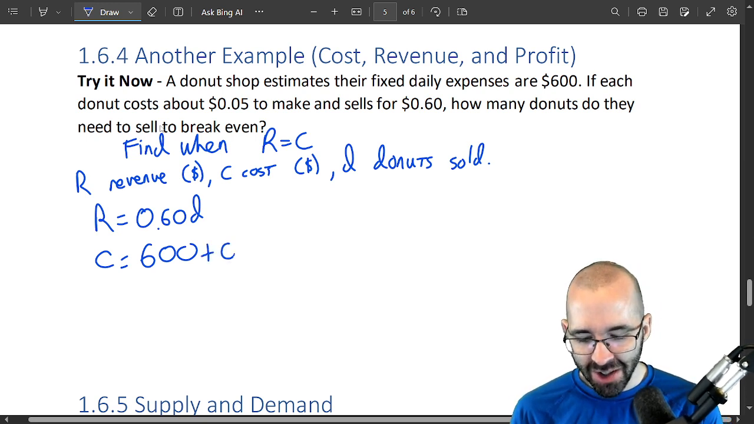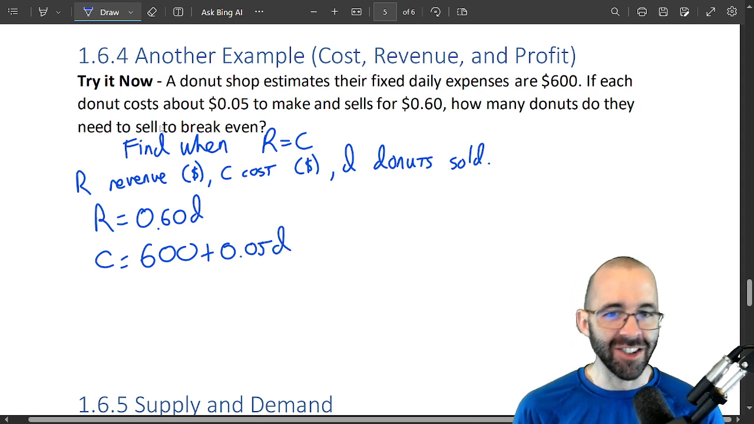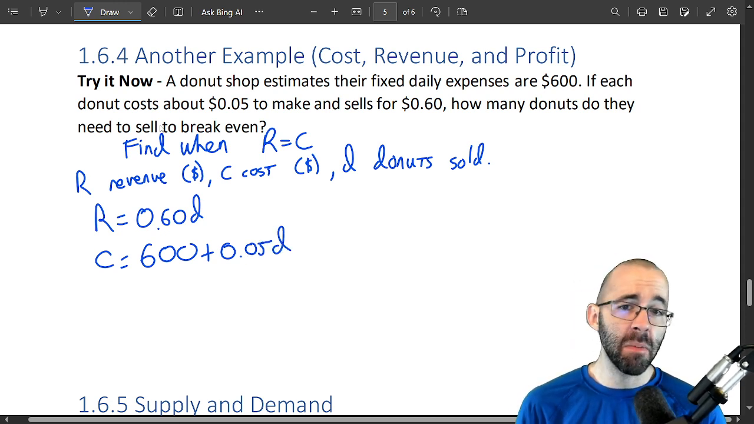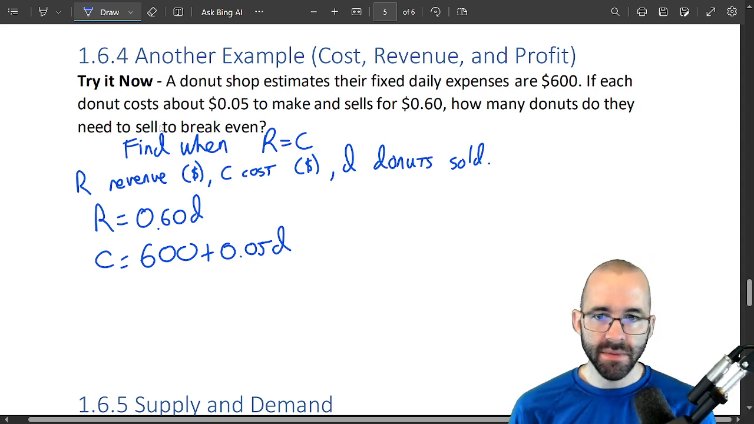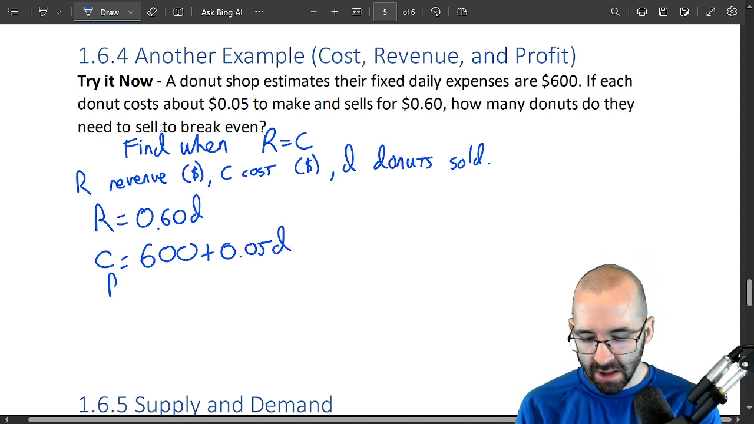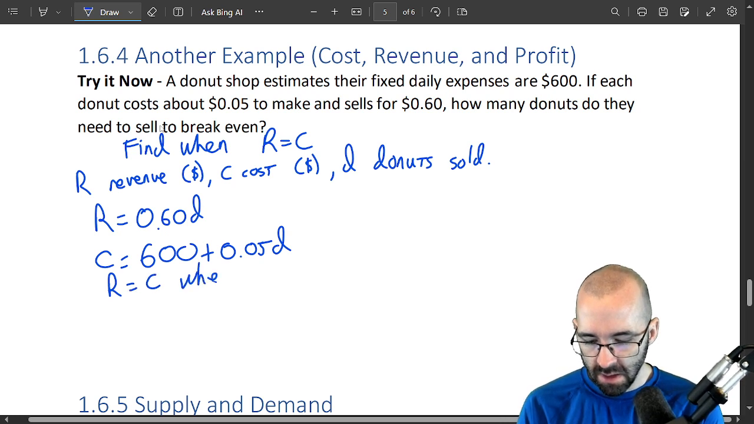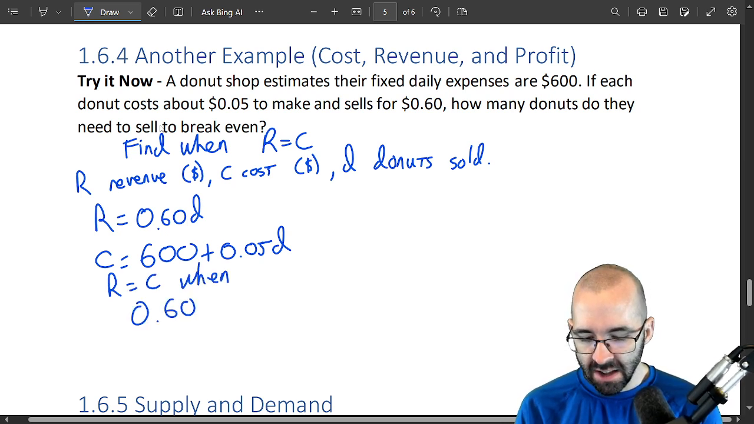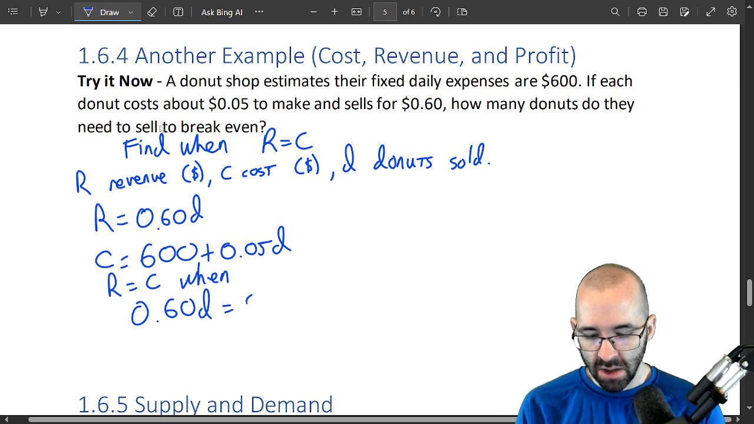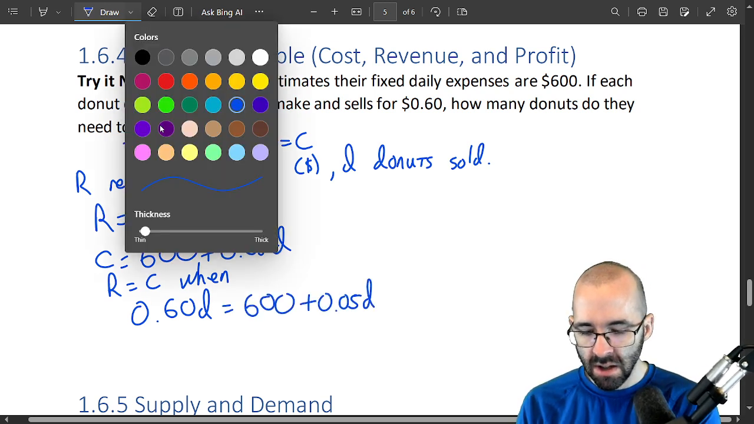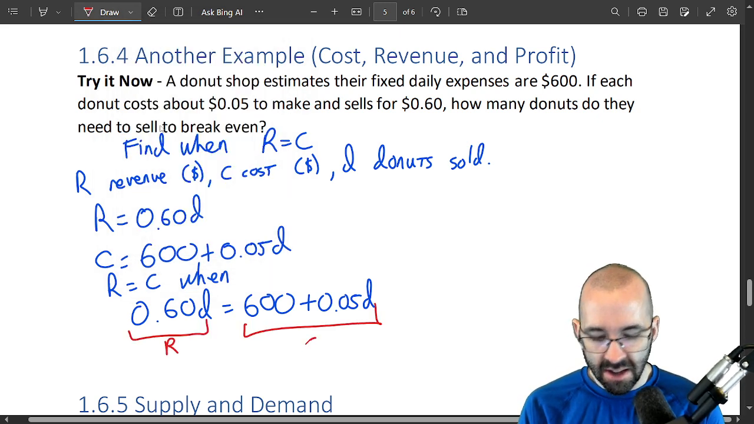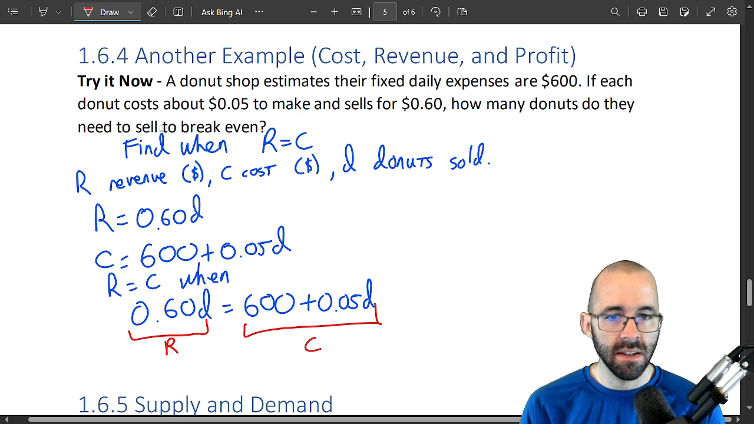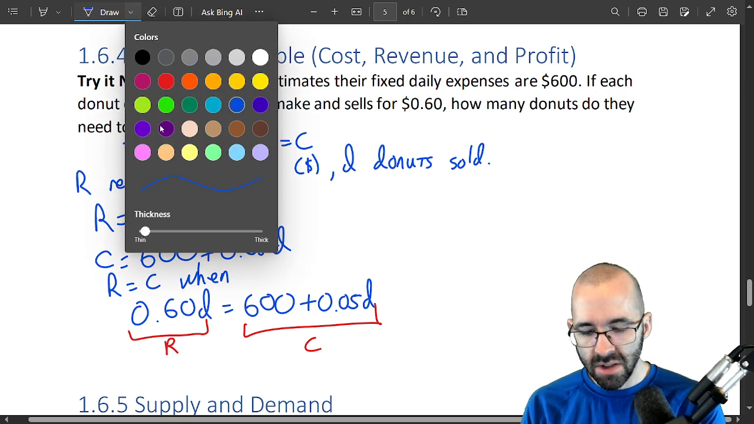So for the cost, we also have 5 cents for every donut. We could find the profit by subtracting, but we don't need to. The revenue equals cost when 0.6D, which is the revenue, equals 600 plus 0.05D, which is the cost. Right? This is exactly revenue, this is exactly cost. And now we just solve this equation.